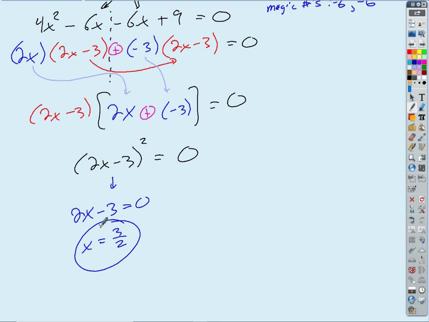Wait, can you explain that? Sure. So once I get my factored expression equal to 0, then all I have to do is use what we call the zero product property.